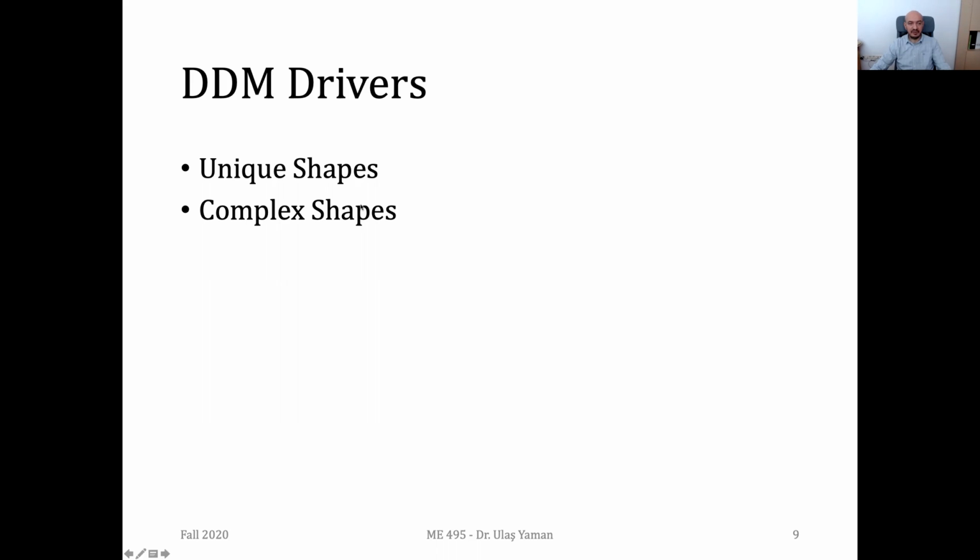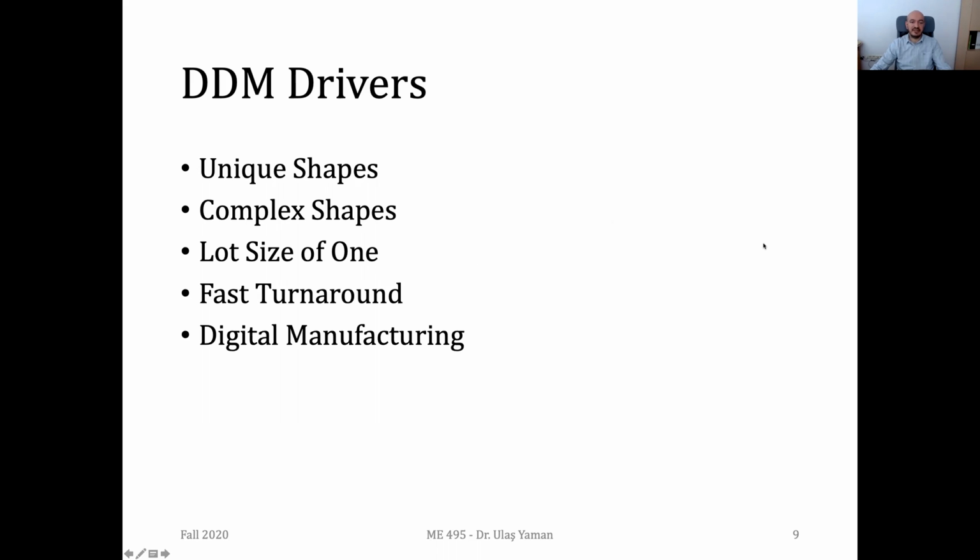Another reason we need direct digital manufacturing is that the complexity of the parts is increasing, and sometimes we need a very small number of products for a specific part. We need to produce in a shorter time, and that's why we want such an approach. The advantage of digital manufacturing is that you can produce what you design. This is one of the main advantages.